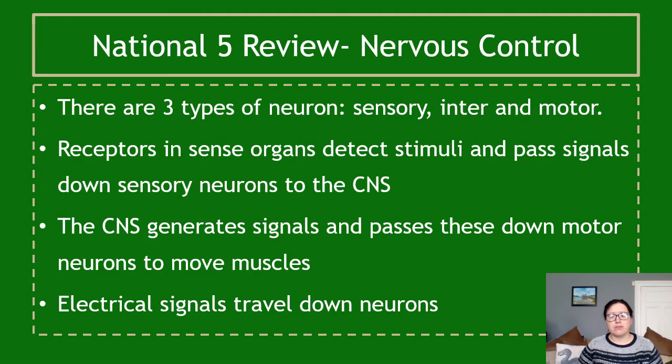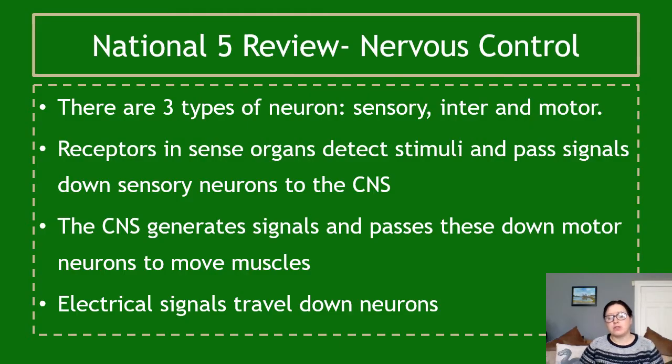So from National 5, remember we did look at neurons before. There are 3 types. You've got your sensory, inter, and motor neurons. Receptors in the sense organs detect stimuli and pass signals down sensory neurons, and sensory neurons carry that signal to the central nervous system, CNS. The central nervous system generates signals and passes these down motor neurons in order to move muscles.